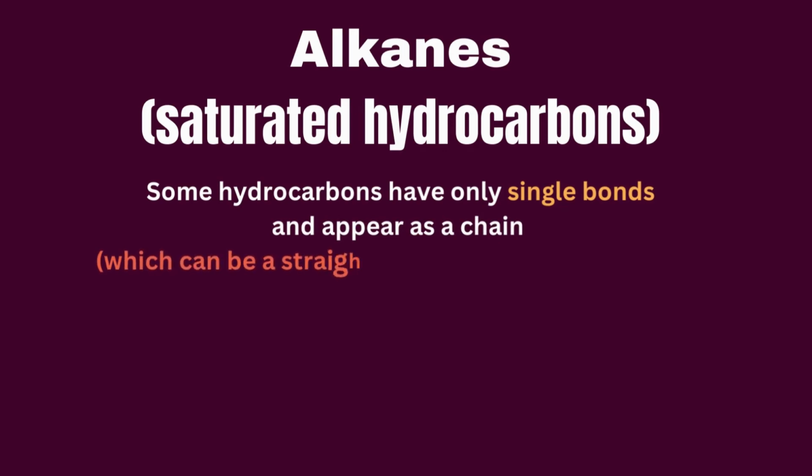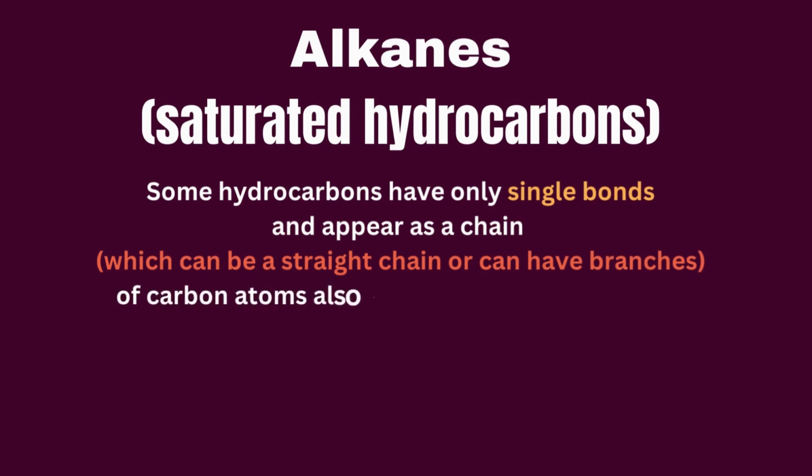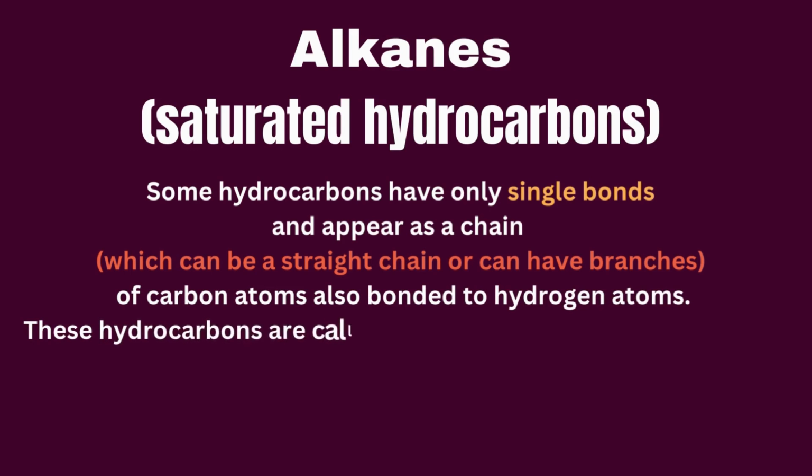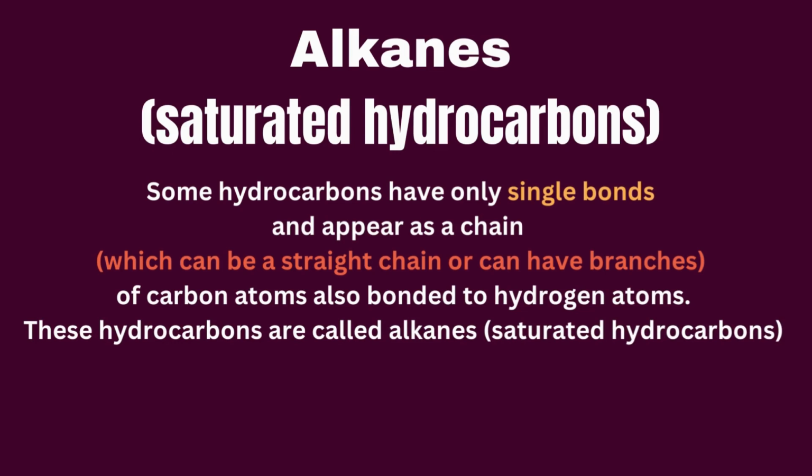can have branches. Hydrocarbons consist of carbon atoms that are also bonded to hydrogen atoms. These hydrocarbons are called alkanes, and these are also called saturated hydrocarbons. All molecules of alkanes have single bonds and they are bonded in a straight chain. All carbon atoms are attached to each other in a chain and they also have branches. A single carbon atom can also be attached to 2 or 3 carbon atoms to form chains.